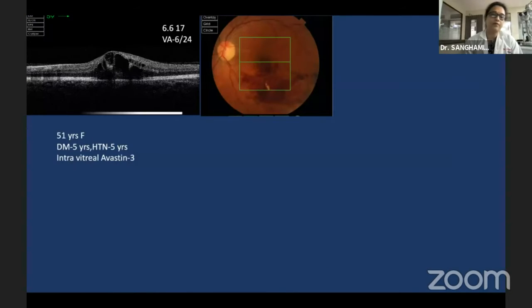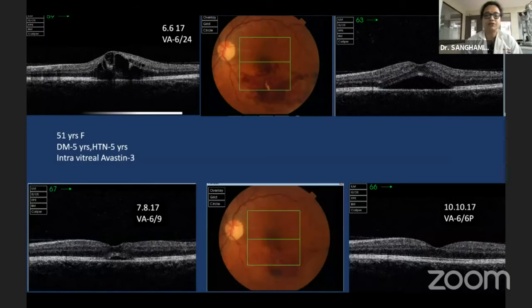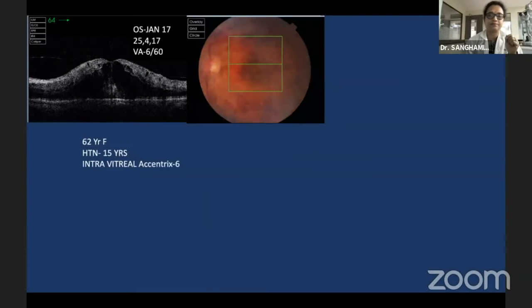It helps in following up the patients also, as in this case of a BRVO, which was a 55-year-old female with diabetes and hypertension. After 3 injections of anti-VEGF, the vision improves to 6/6. So it helps us to follow up our cases as well as show our patients the progression of the disease.